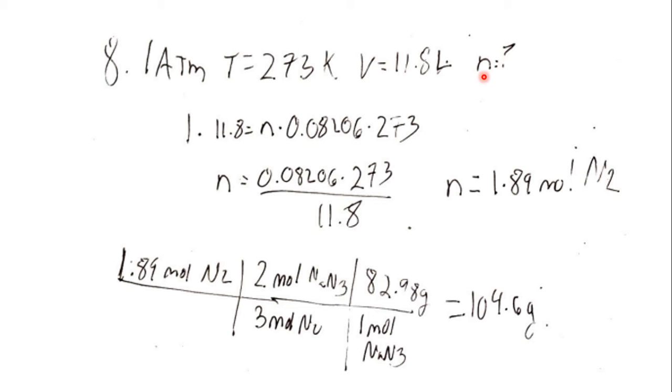How much N2 gas did we actually make? What is the number of moles? So PV equals nRT. Solve for n. We find out we have 1.89 moles of N2.